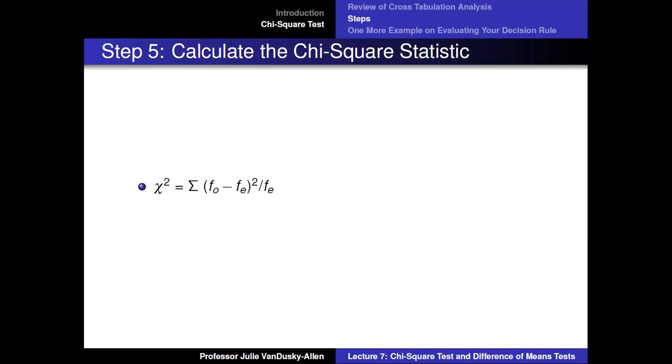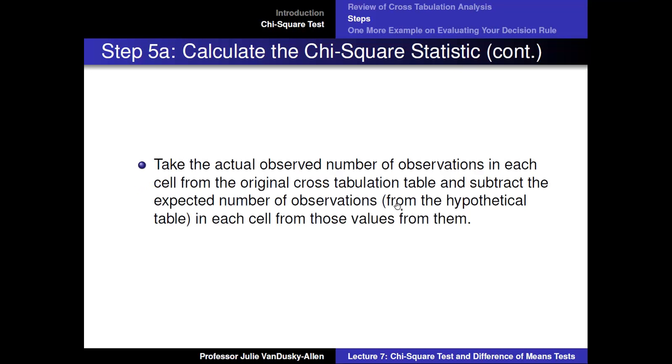Step 5 is calculating the chi-square statistic. This is a formula for calculating the chi-square statistic. It is the sum of the observed values in the cells minus the expected values, squared, divided by the expected values. I will show you how to calculate this value step by step. The first step in doing this is taking the actual observed number of observations in each cell from the original cross-tabulation table and subtracting the expected number of observations from the hypothetical table in each cell from those values.